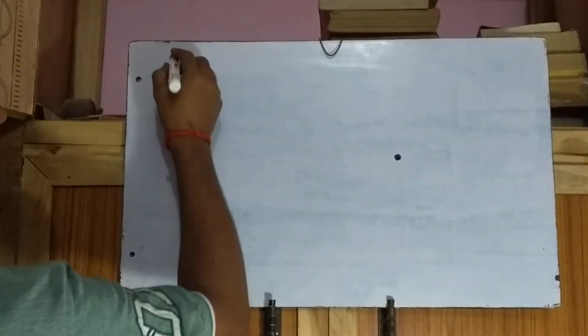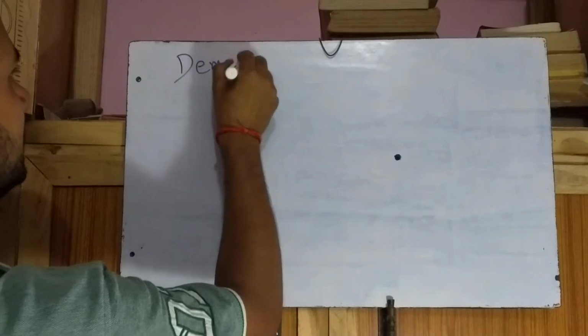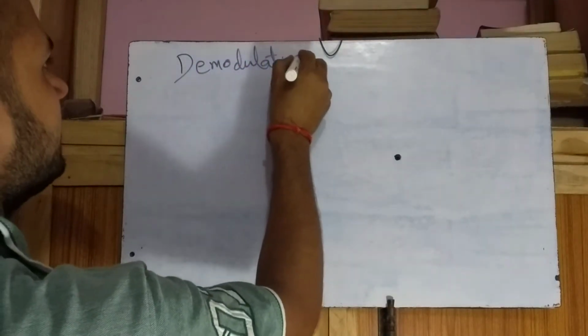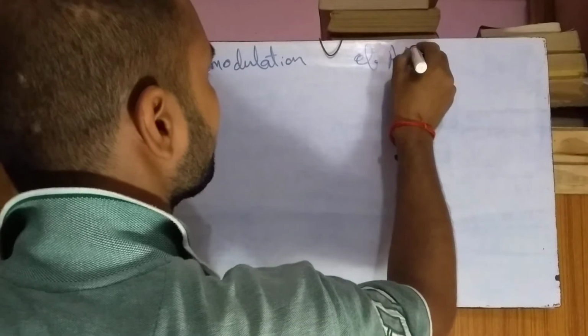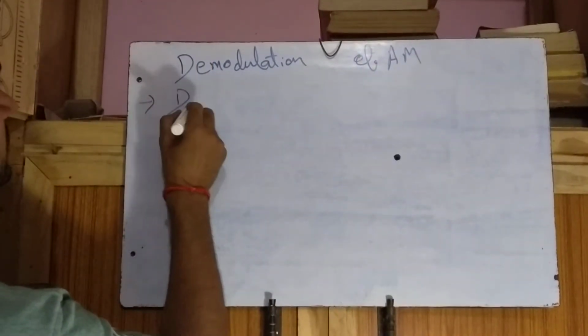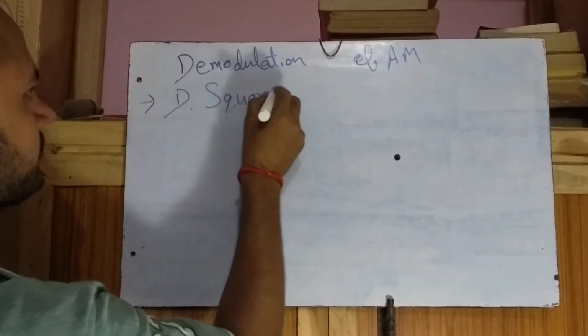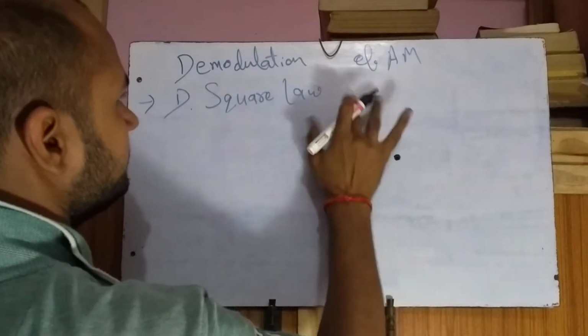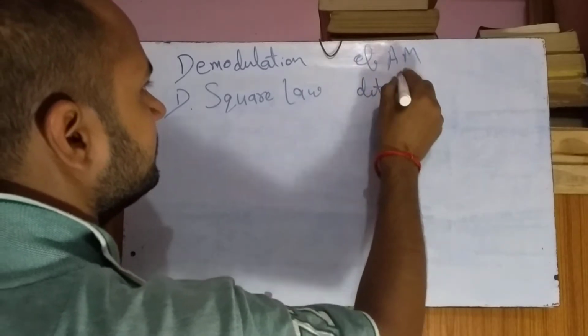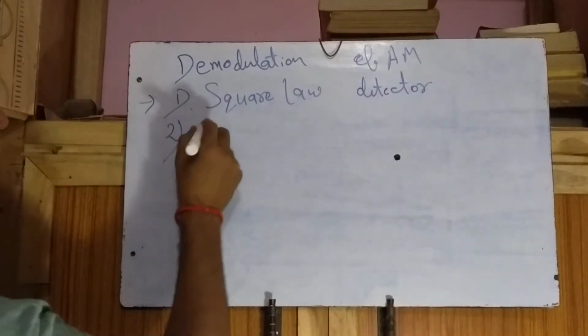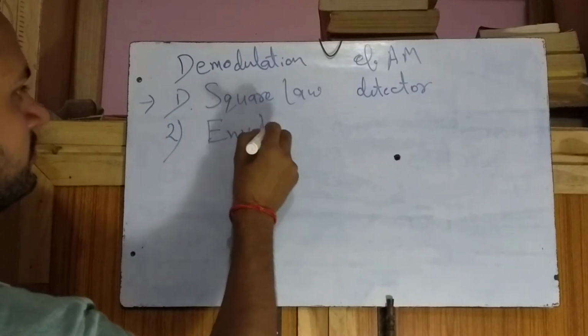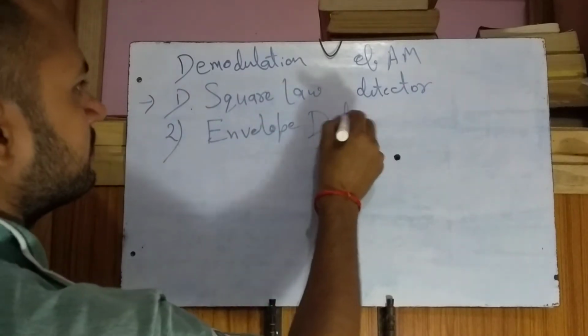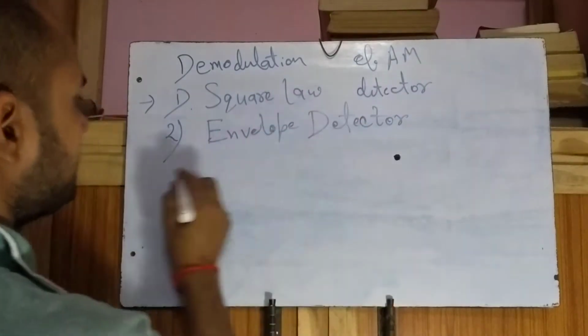Today we will see the communication system, and in communication system we will see the demodulation of AM signal. There are three methods. First is the square law detector. Second is the envelope detector. And third is the synchronous detector.